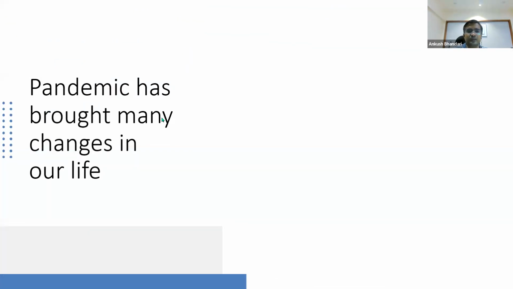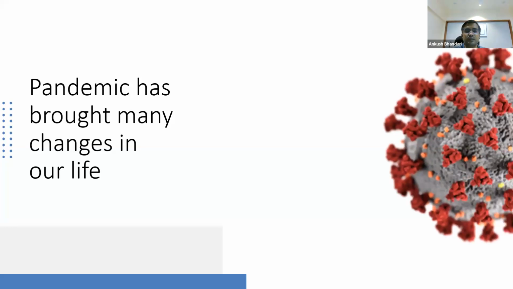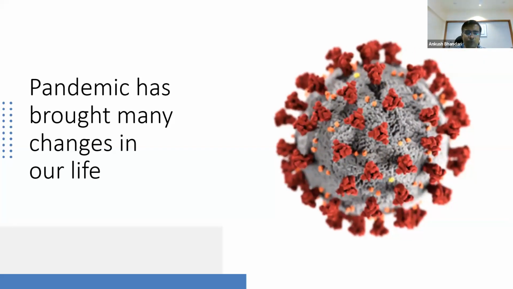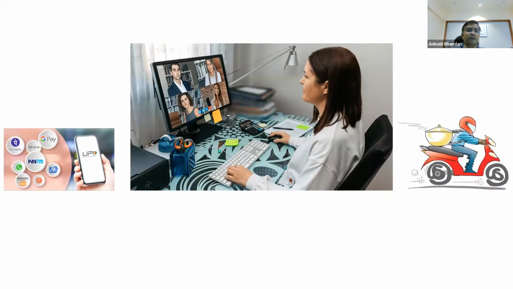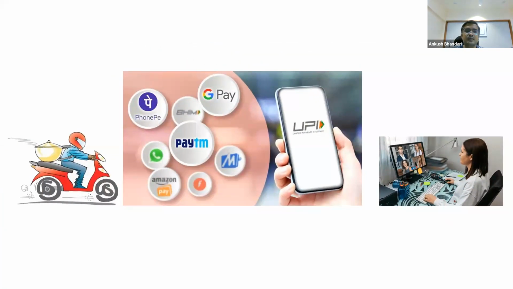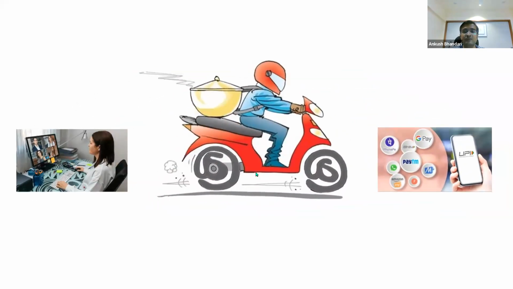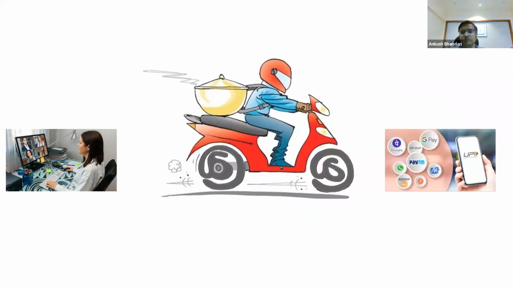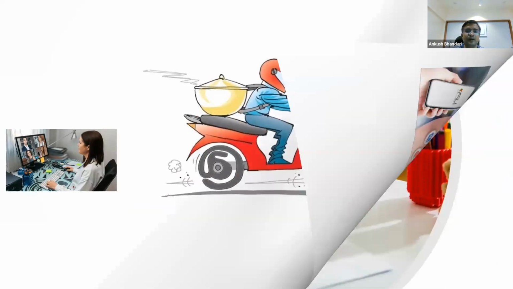Requesting everyone to pay attention over here. The pandemic has brought many changes in our life, right? We all have gone through the most difficult phase of our life, but it has brought some changes. One of the biggest changes was work from home. Though work from home was popular before the pandemic as well, after the pandemic it has become very common for everyone to go for the work from home option. The second thing happened with UPI, and the third thing is we Indians have started ordering food using the mobile phone. Those are the big changes that happened in the pandemic.